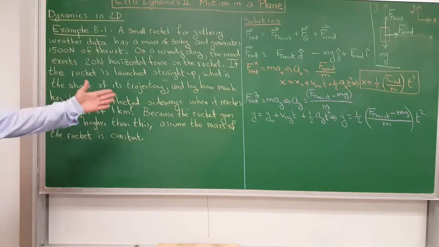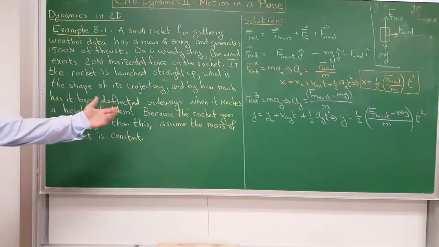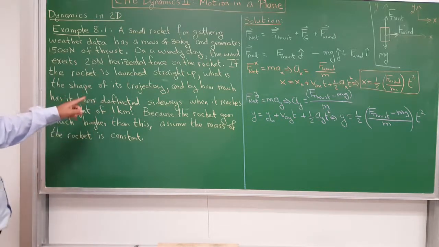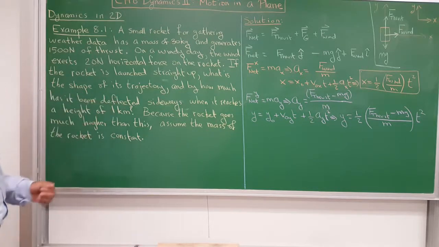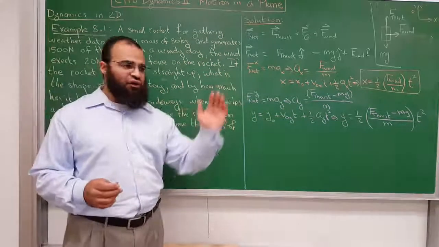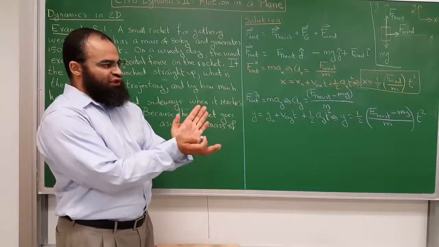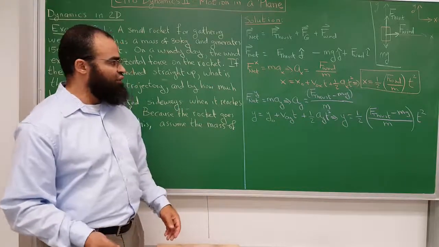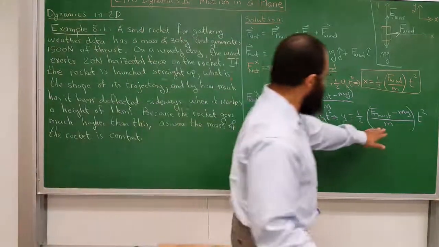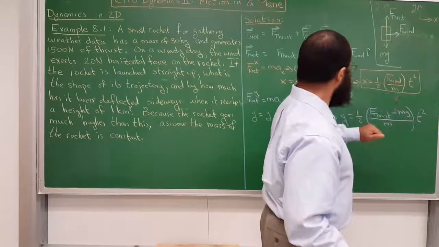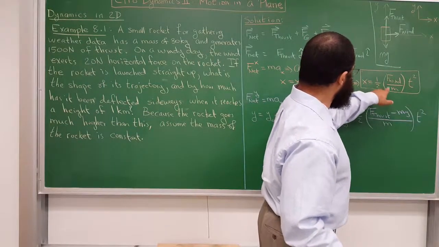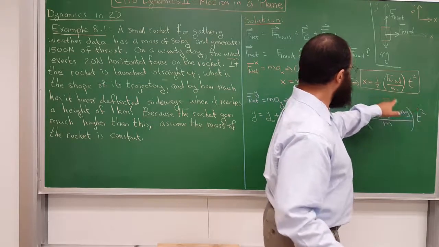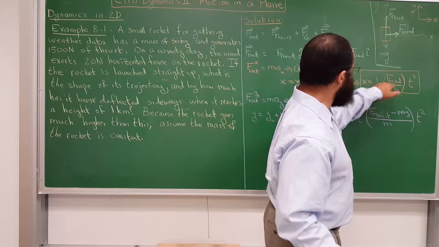Well, let's see. It says it goes straight up, and then it asks, by how much has it been deflected sideways when it reaches a height of 1 kilometer? Actually, before that, it asks, what is the shape of its trajectory? So what's the shape? Does it go in a line? Does it go in a curve? If I know how the y position depends on the x position, we will be able to do this. Then we just have to eliminate the time. I have time here and time here. So t squared will equal 2x times m divided by F wind. So I'm going to replace the time here by 2x times m divided by F wind.